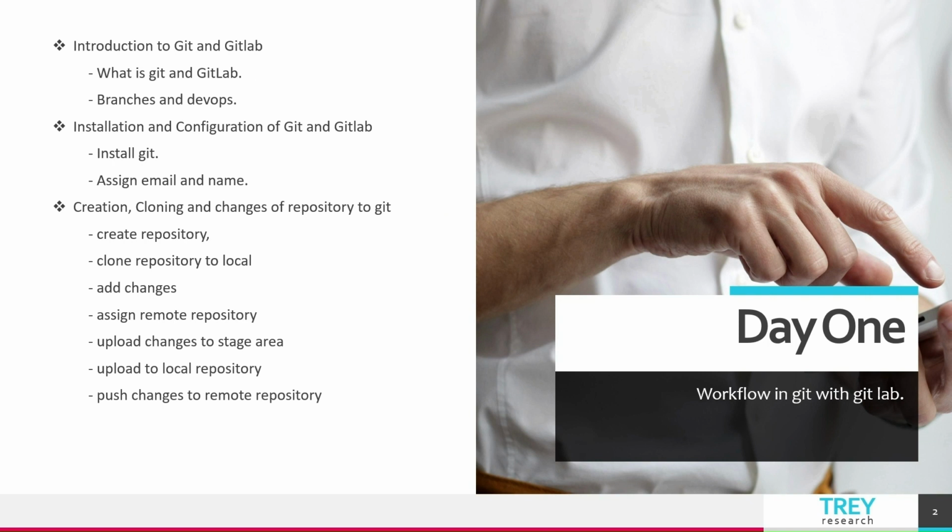Okay, the first thing we are going to see is an introduction about what Git and GitLab are, and DevOps, where developers and operations work together. Then installation and configuration of Git and GitLab: installing Git, assigning an email, name, and other configurations. Then we are going to end with a practical example about how to work with Git and remote repositories, creating, cloning, and changing repositories in Git.